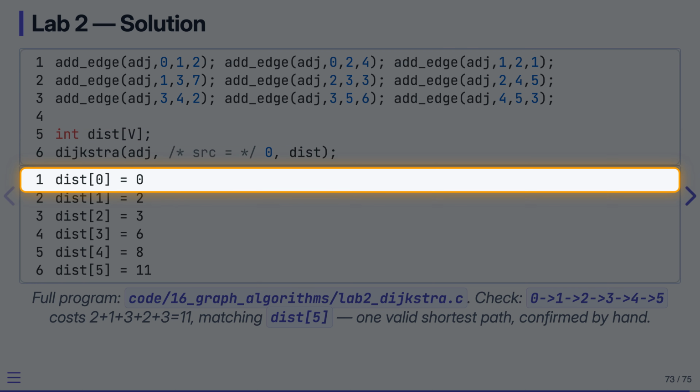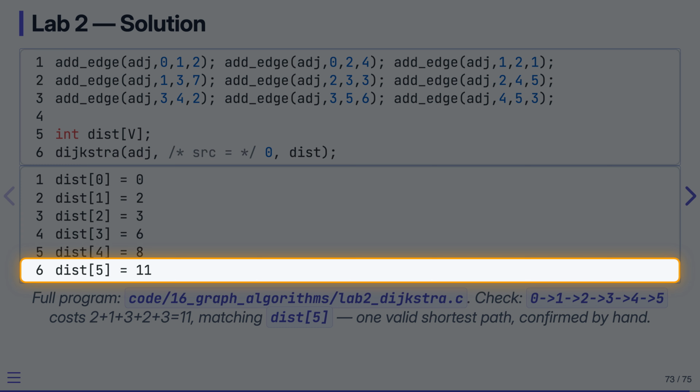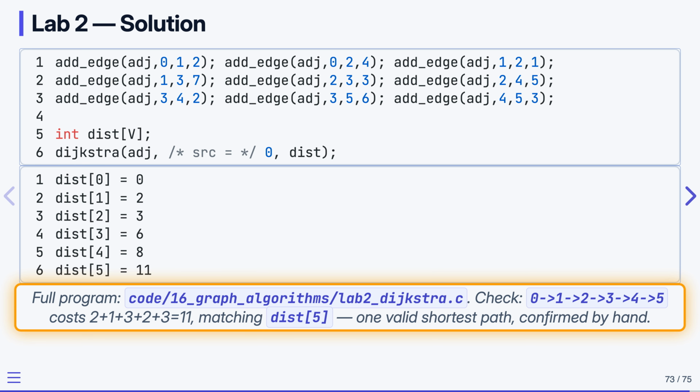In the output, the distance to vertex 0 is 0. That is the source, so its distance is 0. The distance to vertex 5 is 11. That is the largest distance in this graph. The full program is in the course code folder. You can check vertex 5 by hand. The path 0, 1, 2, 3, 4, 5 costs 2 plus 1 plus 3 plus 2 plus 3, which is 11. That matches the distance to vertex 5.